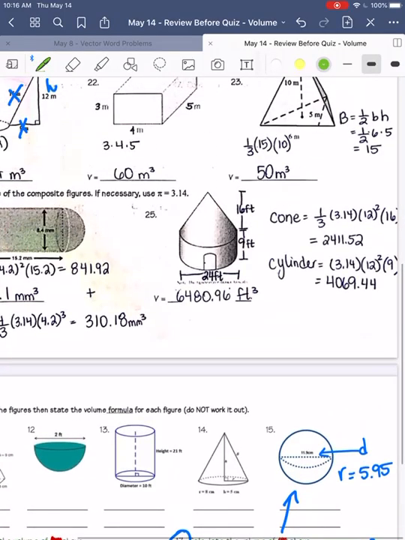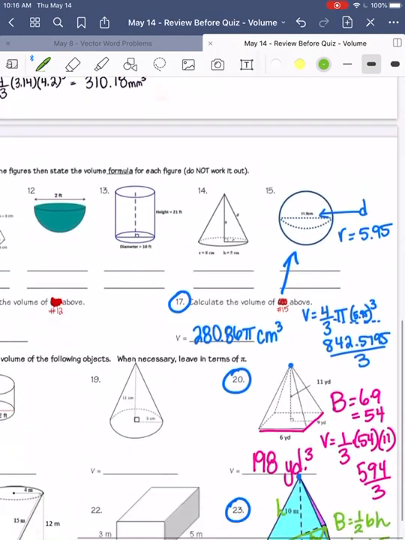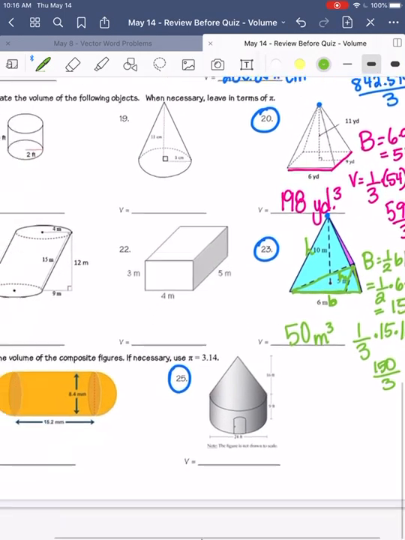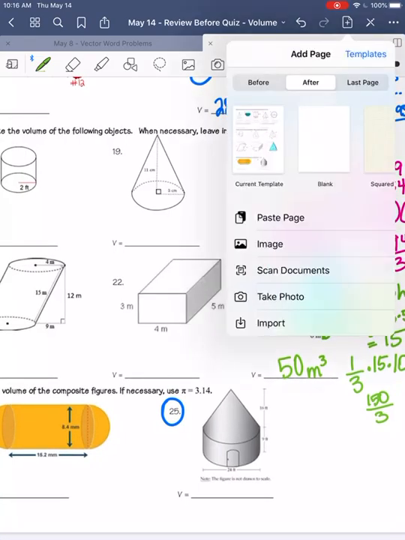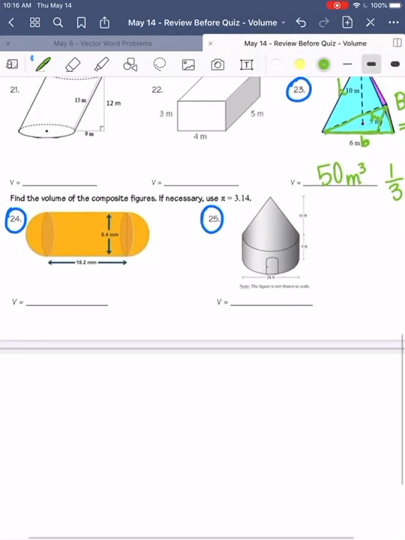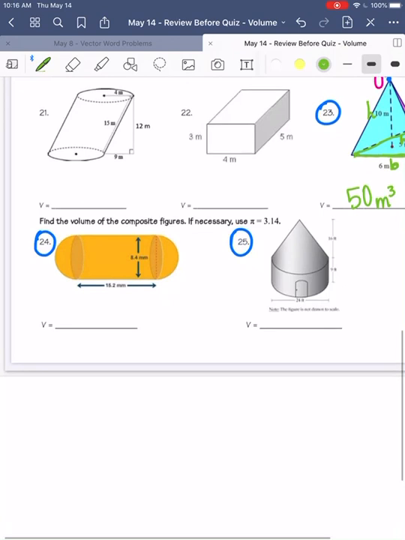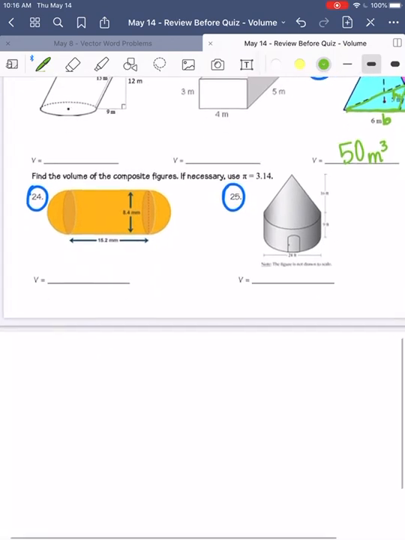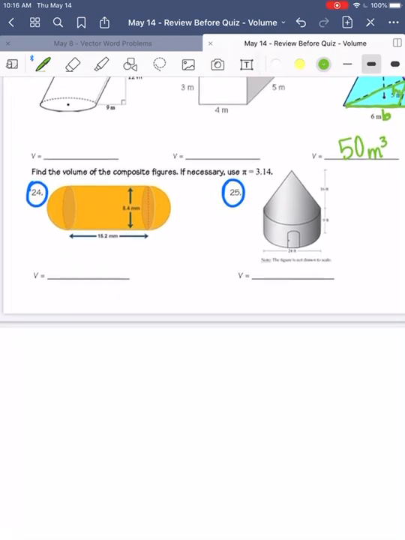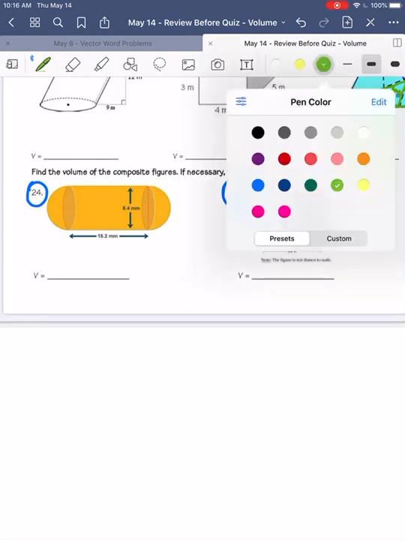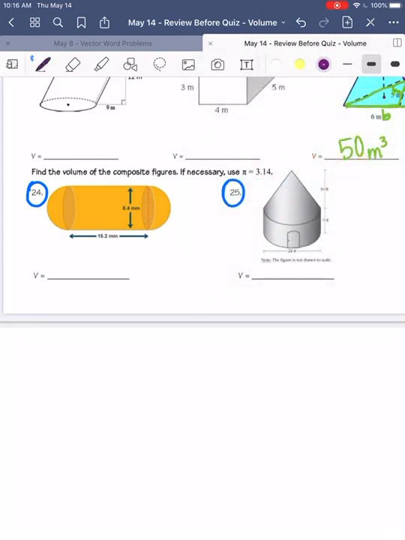Okay, and that should be what we had there. Yes. Okay. And then the last two, maybe I'll get a blank page so that I have plenty of room to show you. All right, so let's talk about what the two shapes are on 24 and 25. So on 24, you really could have done this two ways. I'm going to show you how you could have done it two ways.